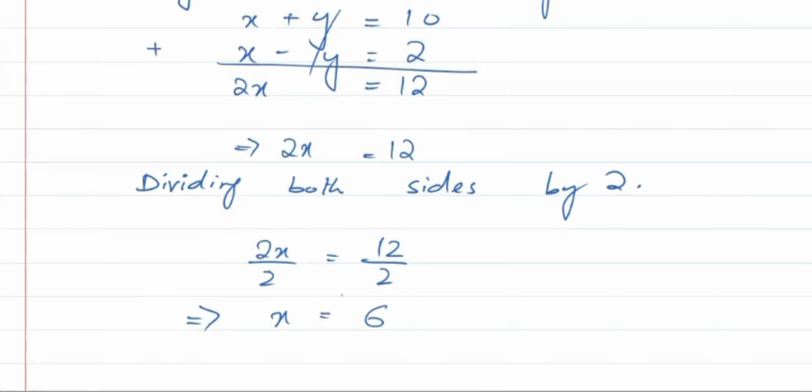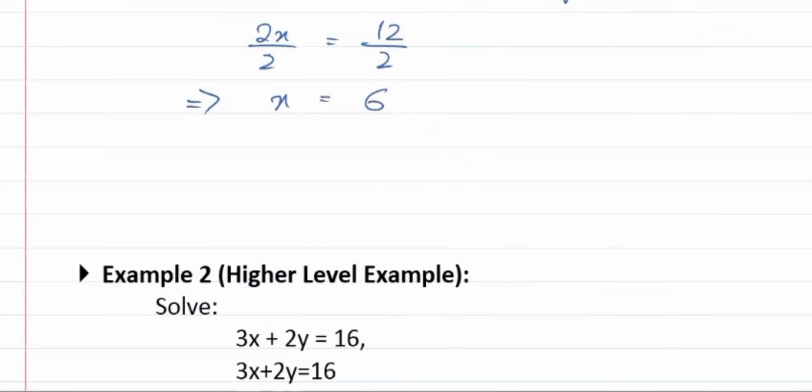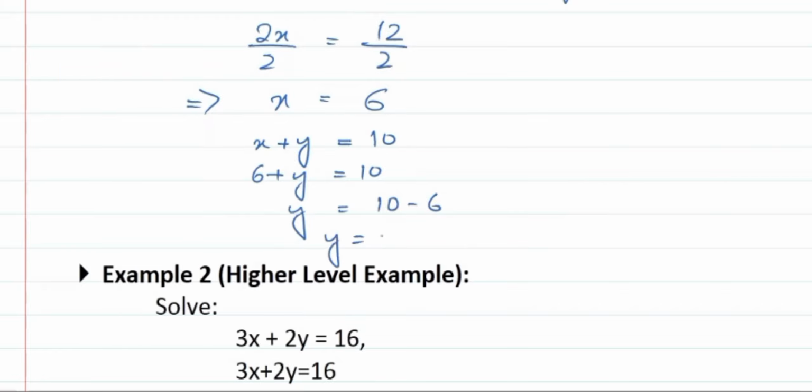Now substitute x equals 6 into the first equation. What was our first equation? Our first equation was x plus y equals 10. Let's substitute: 6 plus y equals 10. Now y equals 10 minus 6. So y equals 4. Therefore, x equals 6 and y equals 4. I hope you have understood this example.